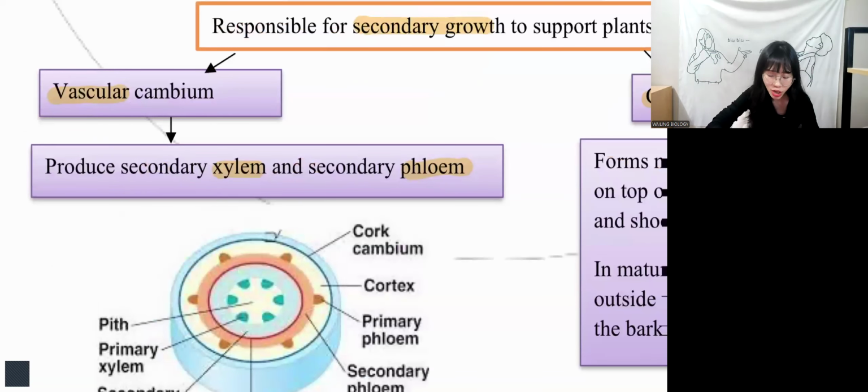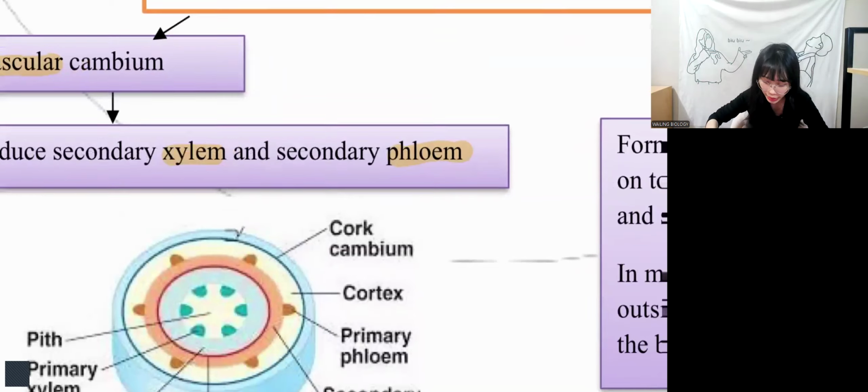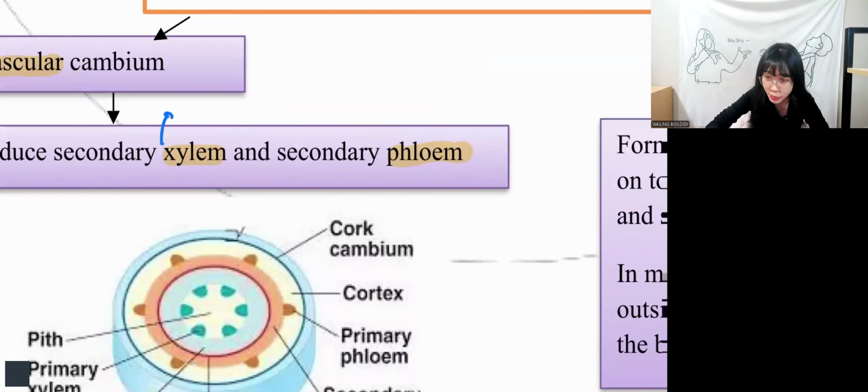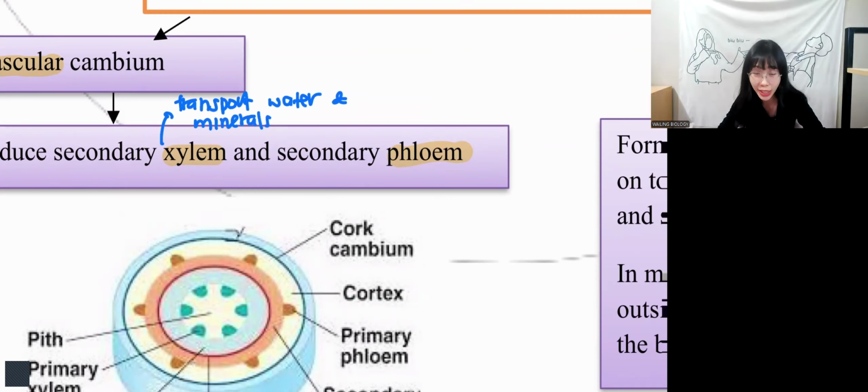Anybody remember what is the function of xylem? Xylem transport what? Very good. Water and mineral. They transport water and minerals, okay, from the roots to all parts of plant. Phloem transport what? Very good. We transport organic substances, okay, or you can say photosynthetic product, but we cannot write transport food, cannot write transport sucrose. Yeah, organic substances is the word that we have to use.